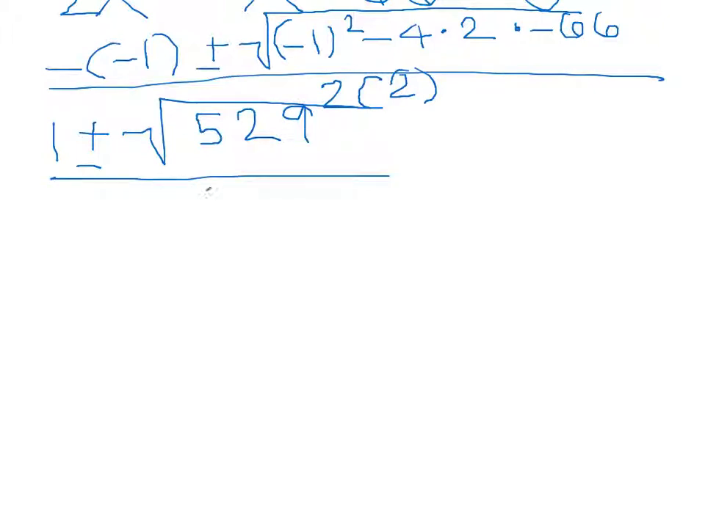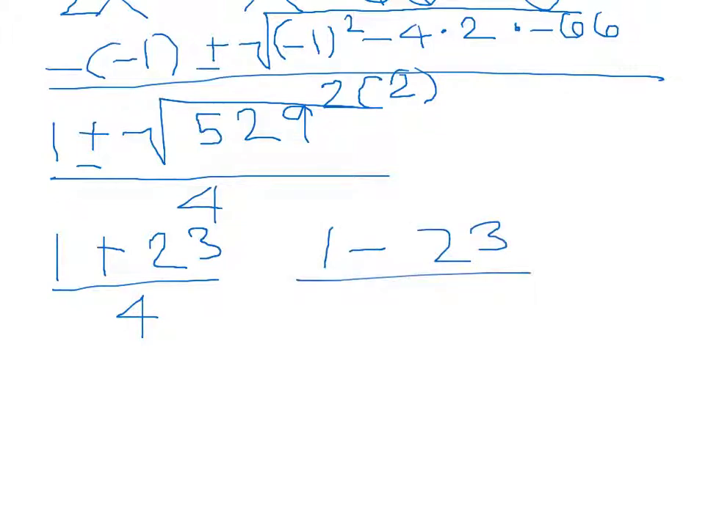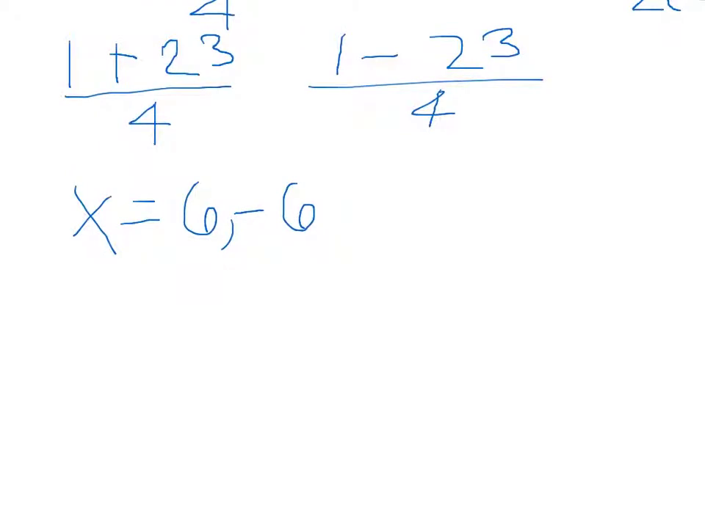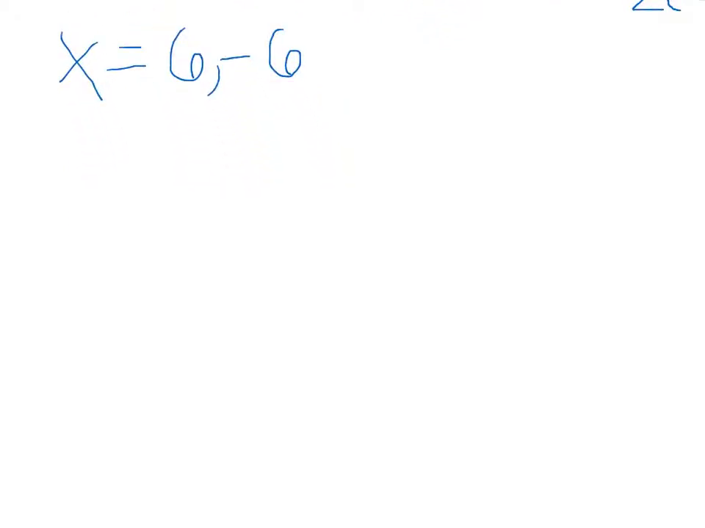over 4. Next, what we want to do is basically finish up the problem. So we want to do 1 plus 23, since the square root of 529 is 23, over 4, and then 1 minus 23 over 4. X would equal 6 and negative 6. So you guys would think that we are done, but we're actually not quite done yet. We actually need to see which one of these answers fits the ages.